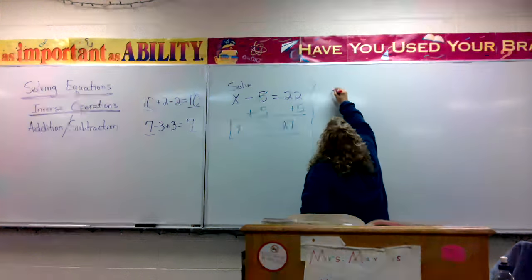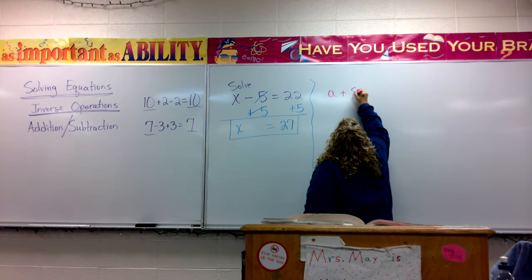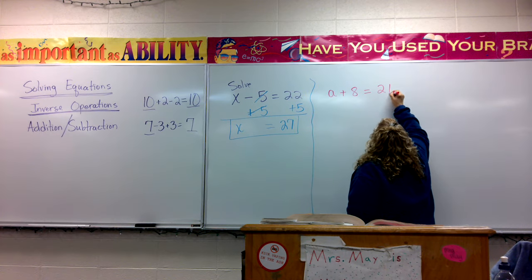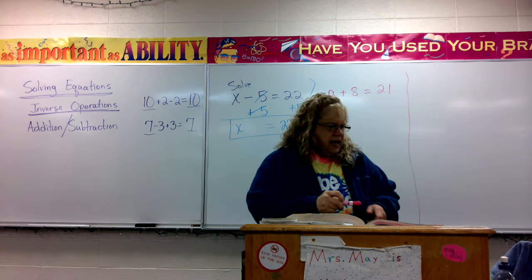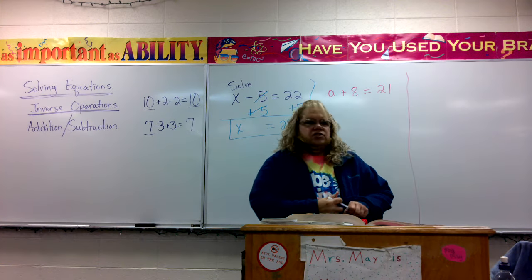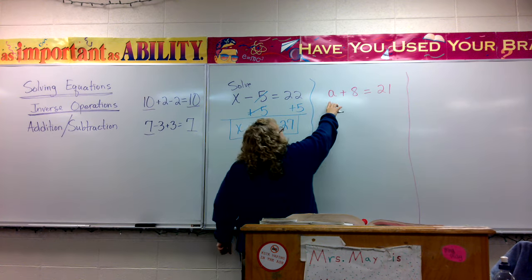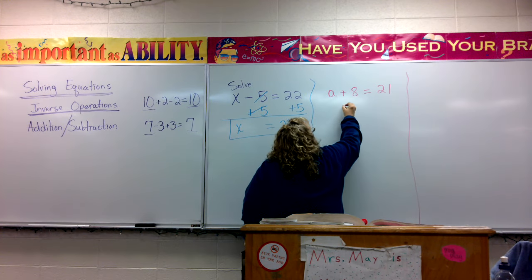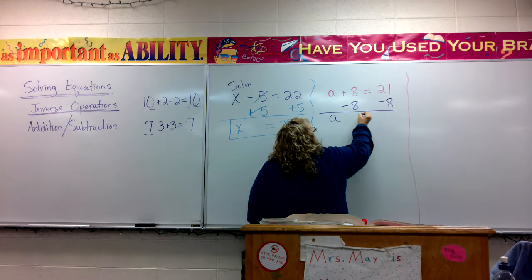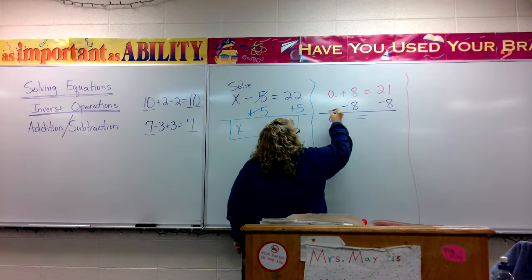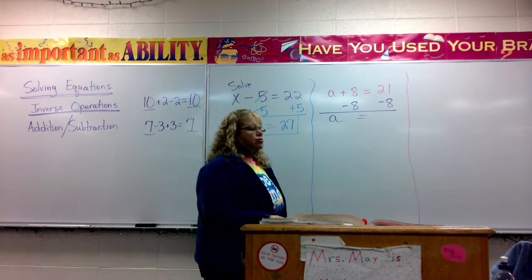How about x plus 8 equals 21? What would you do to both sides? Subtract 8, right? You want to get the letter by itself, so you have to get rid of what's with it. So minus 8 and minus 8. Underneath here, positive 8, minus 8 cancel each other out. What is 21 take away 8? 13 maybe?